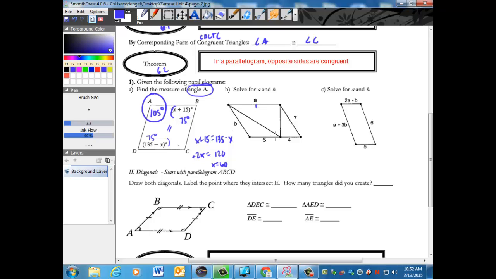Next, opposite sides are congruent. This is an easy one. A has to be 5 plus 4, which is 9. B is going to be 7.